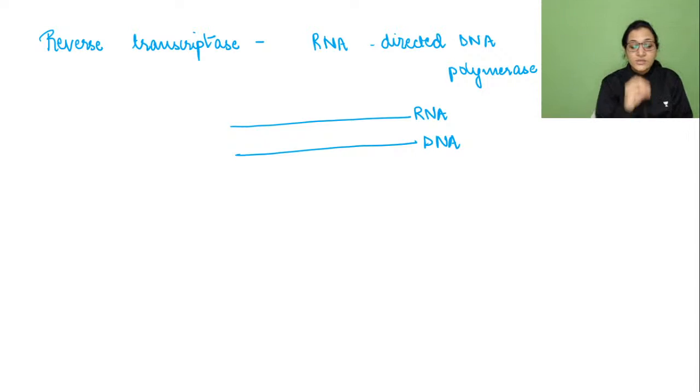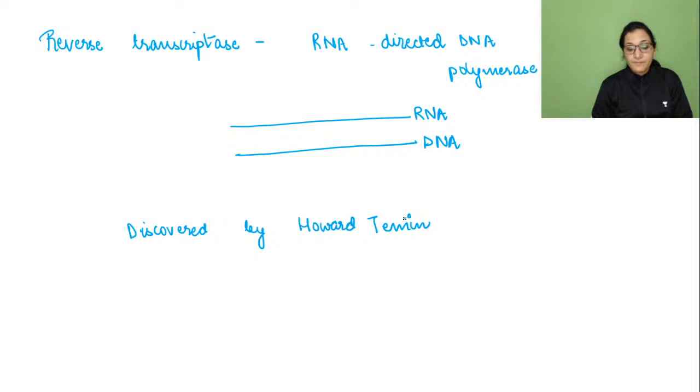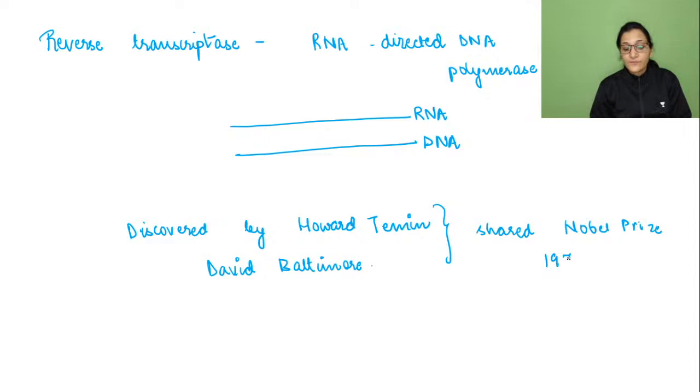That is reverse transcriptase. Reverse transcriptase was discovered by Howard Temin, and he did this work at the University of Wisconsin. Another scientist, David Baltimore, did the work independently at the same time. So both of them are given the credit of discovering reverse transcriptase. Both of them shared the Nobel Prize in the year 1975, in the field of physiology or medicine.